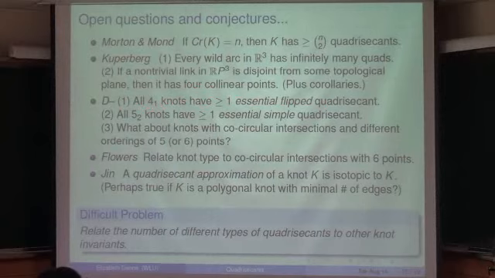Everyone can see that if you're a trefoil knot, I can't draw knots in public.